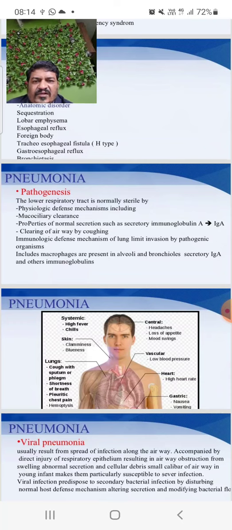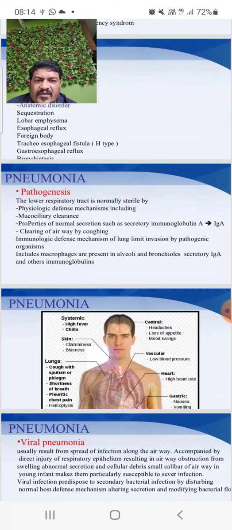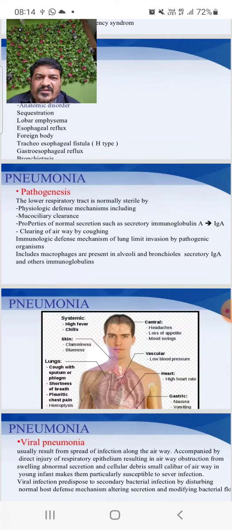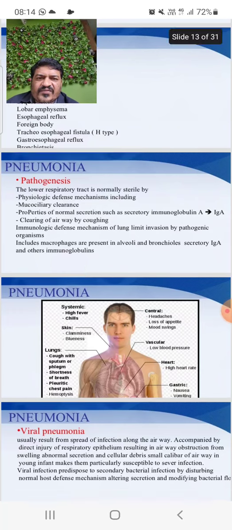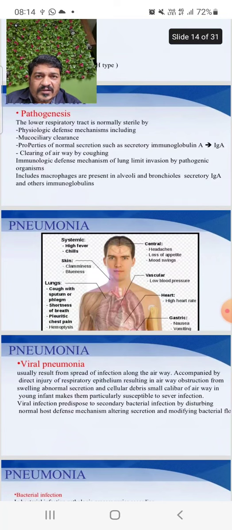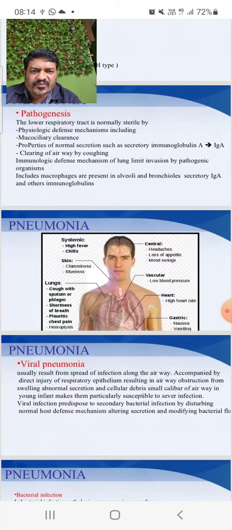If the lungs are involved, and the lungs are mainly involved, the symptoms are like cough with sputum or shortness of breath and pleuritic chest pain, cough mixed with blood meaning hemoptysis. In case of cardiac, heart failure; gastric, like nausea, vomiting; vascular, like low blood pressure; and central nervous system, like headache, loss of appetite, and mood swings. These are the main characteristic features which we find in our day-to-day practice in our patients of pneumonia.